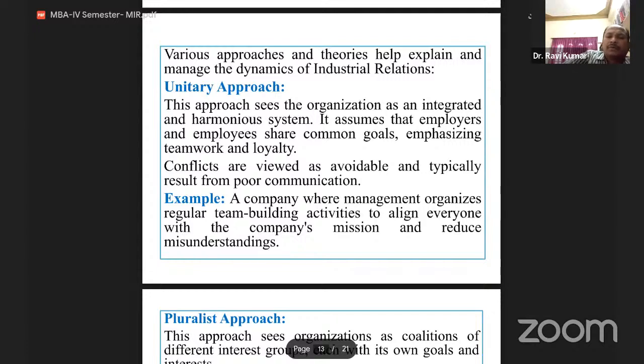Here, for the unitary approach, there is an example: a company where management organizes regular team-building activities to align everyone with the company's mission and reduce misunderstanding. Simply, unitary means one entity. Everybody should follow only one approach. So all together they follow one set of instructions and work for one mission of the organization, and misunderstanding at the organizational level is reduced.